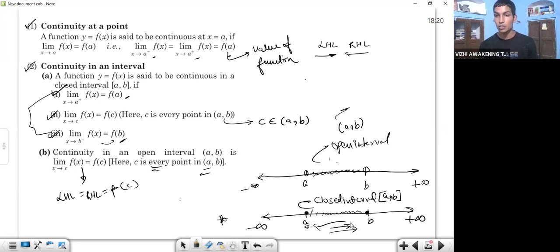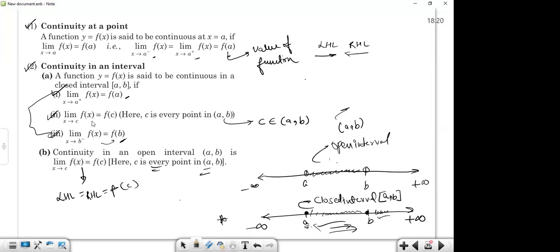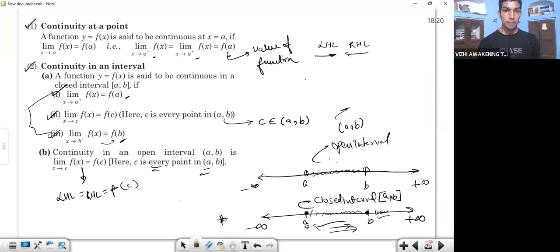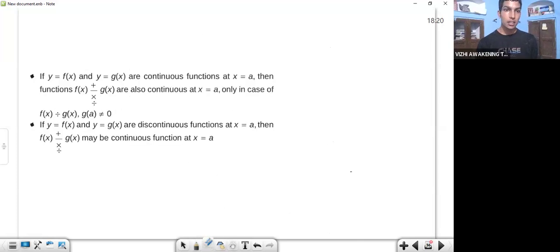Just that we approach point b from the left hand side, because this is our interval. If we approach b from the right hand side, then those points will not be in our interval. So this is the reason behind the plus and minus. Okay, so let's move ahead.